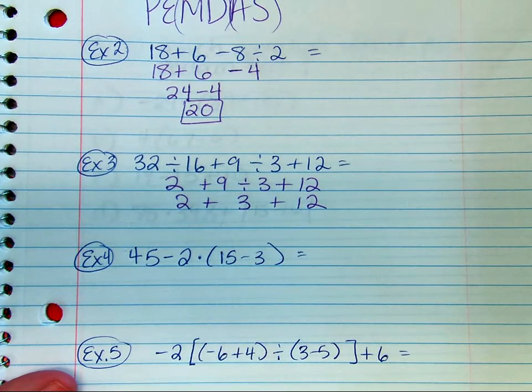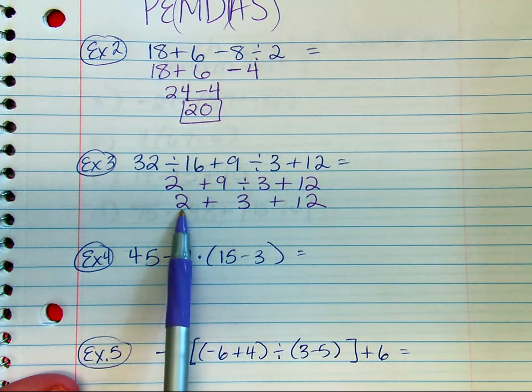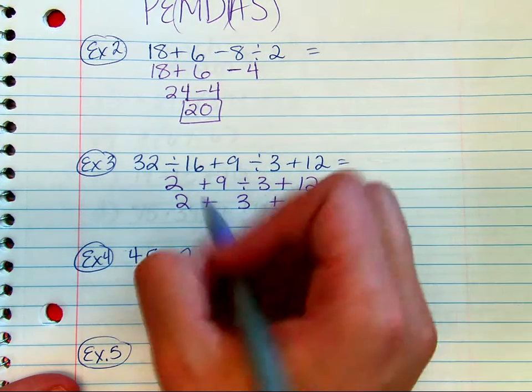Now I just have addition. So addition, I can just go left to right, and so I'll just add them all up. So 2 plus 3 plus 12 gives me 17.